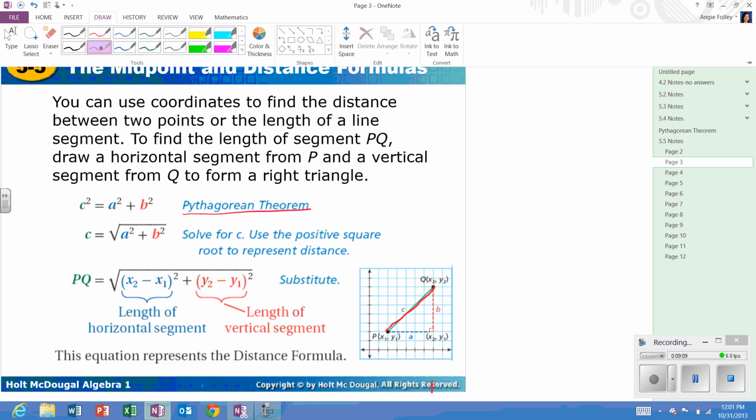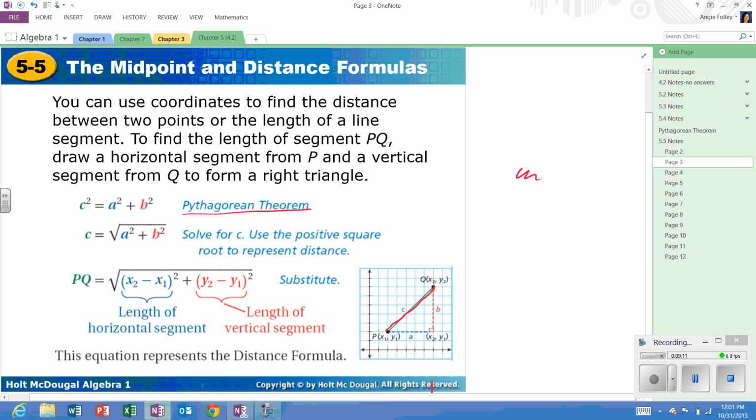Hold on, I lost my little drawing thing. Okay. So B squared plus A squared will give me C squared. That's what we just did on our Pythagorean theorem. When you solve for C, you take the square roots of both sides, so it's going to be the square root of A squared plus B squared.